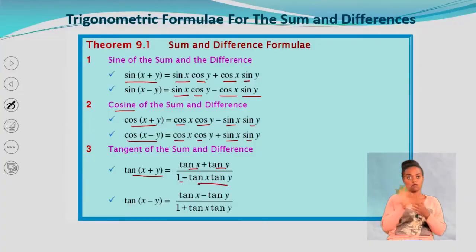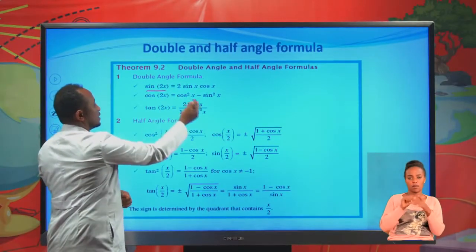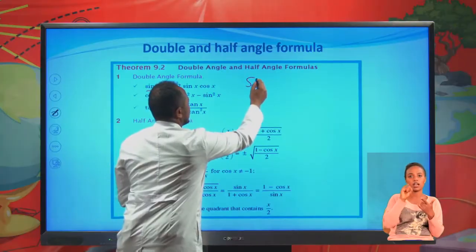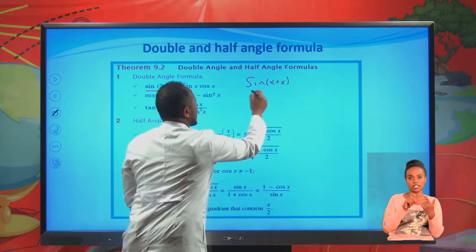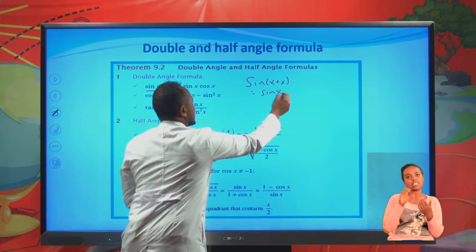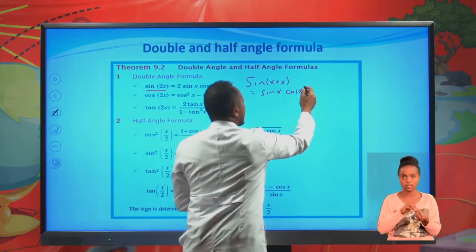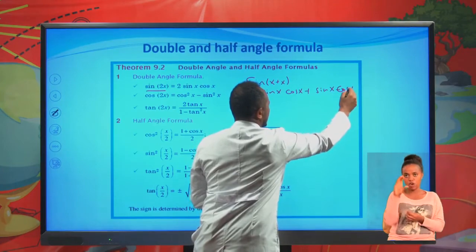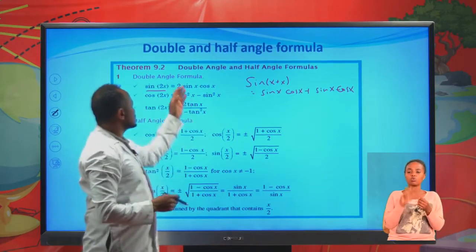So, the double angle formula and half angle formula. Sin 2x is given by 2 sin x cos x. From this, sin 2x means it is sin(x+x), therefore this is equal to sin x cos x plus sin x cos x. So this gives you 2 sin x cos x.